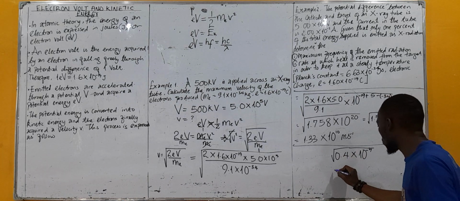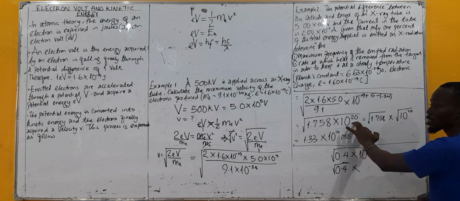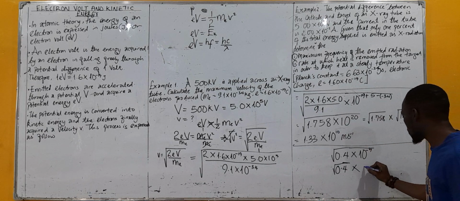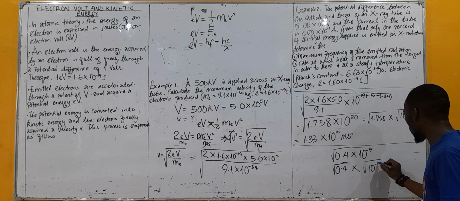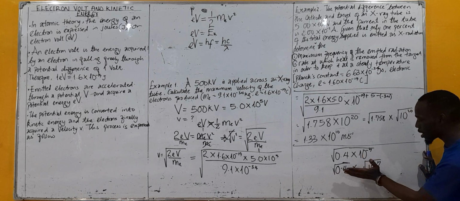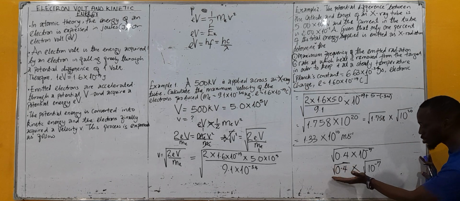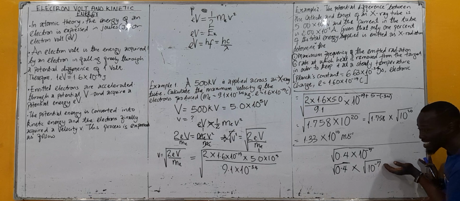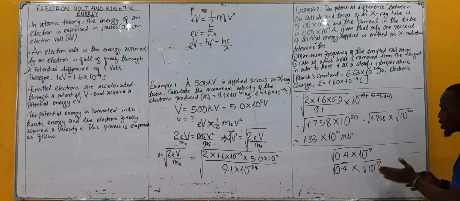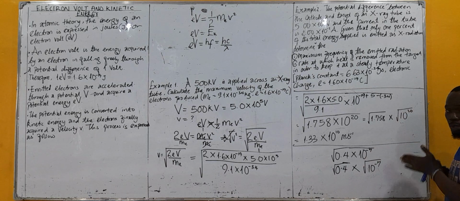So now we are having 0.4. Let me split it. We have square root of 0.4, times square root of 10 to the power of minus 7. I want us to pay attention. Now, this I can find the square root here, but this I'll be having 7 over 2. Do you see where I'm going now? So the best thing now is to convert this minus 7 to minus 8. How do we do it?